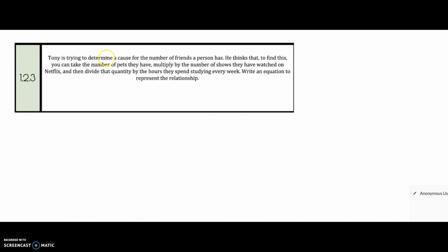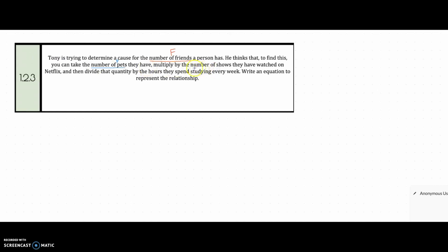First it says that Tony's trying to determine a cause for the number of friends a person has. So number of friends is going to be what we're trying to find. I'm going to use an F to represent that one. Then he says to find this, you can take the number of pets they have. That's something else that we don't know, so let's use a variable for it, and I'm going to use P.